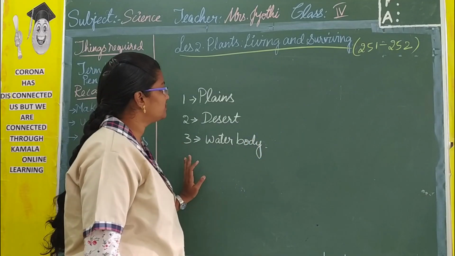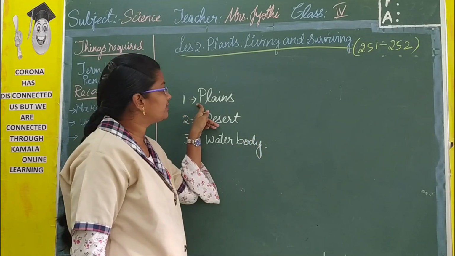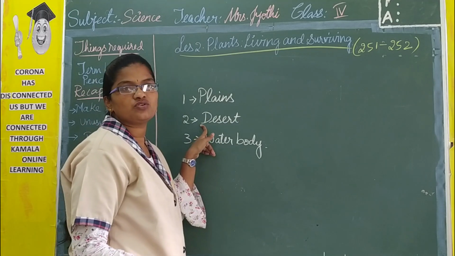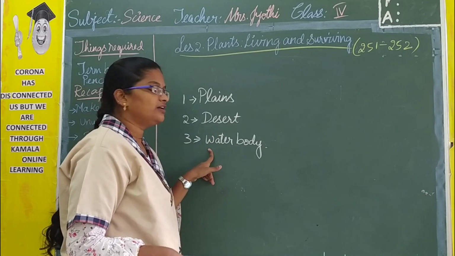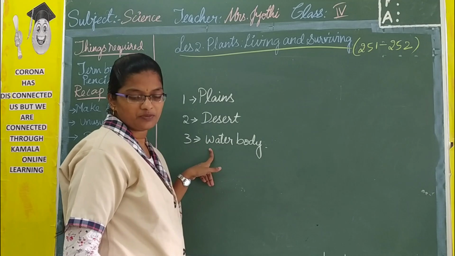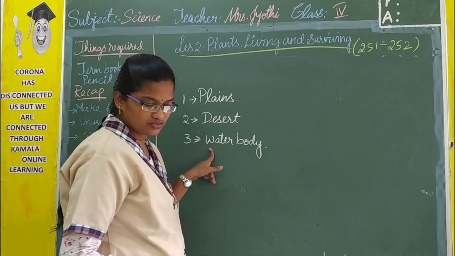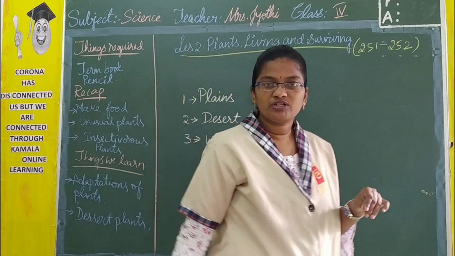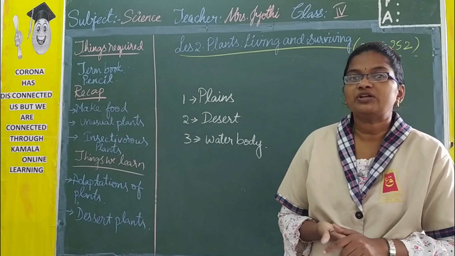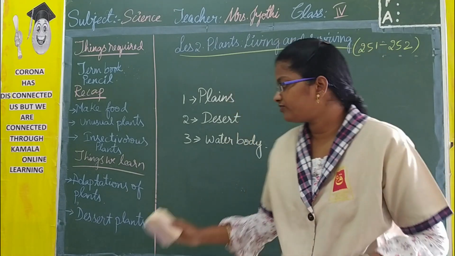So these are the answers. Rose grows in plains, then cactus grows in deserts, and water lily grows in water bodies, that is in seas and ponds. So this is about the warm-up box. Then coming to the introduction. Hope you all have written.